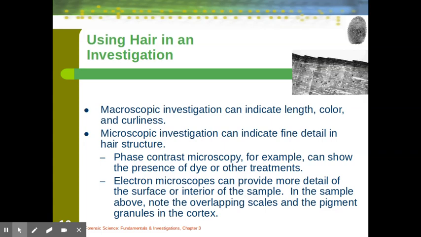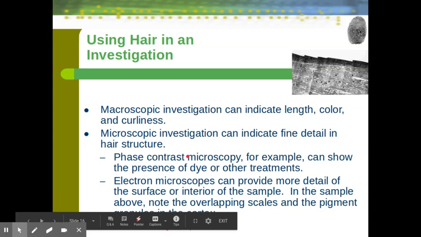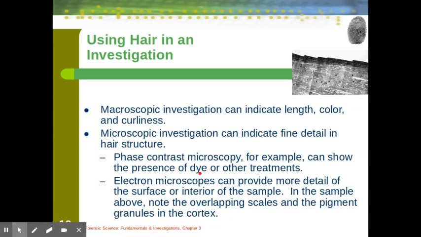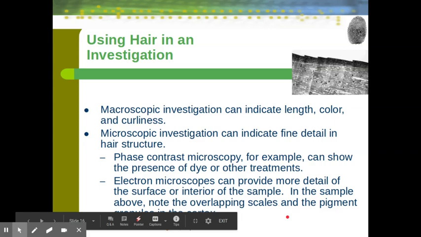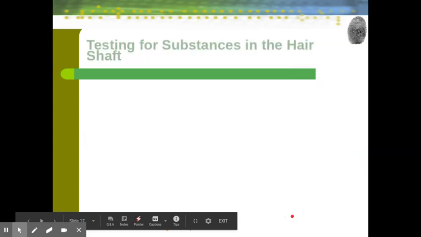So, microscopic investigation, you can talk about length, color, curliness. When you get to microscopic, now you can really look for some more details. So, has it been dyed? If it's been dyed, how long ago was it dyed? Electron microscopes can even give us better pictures of those scales and the pigments in them.